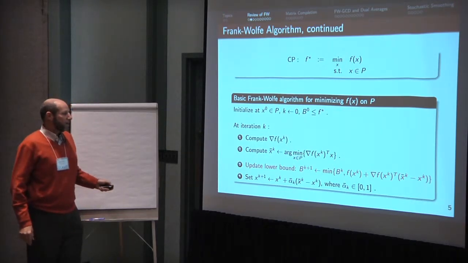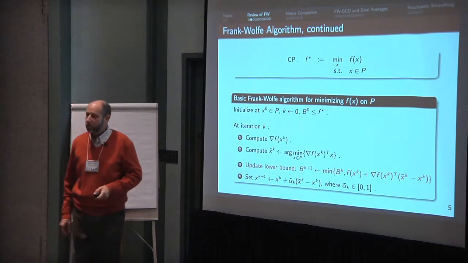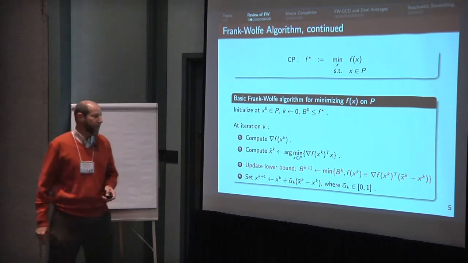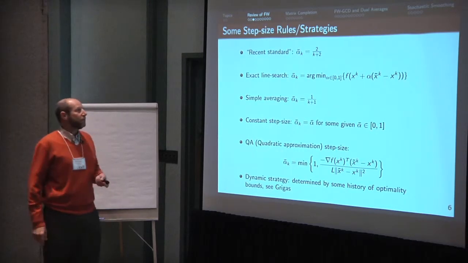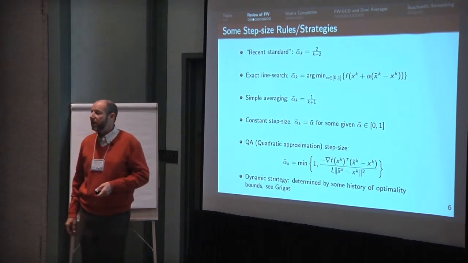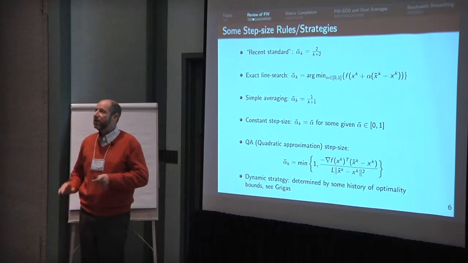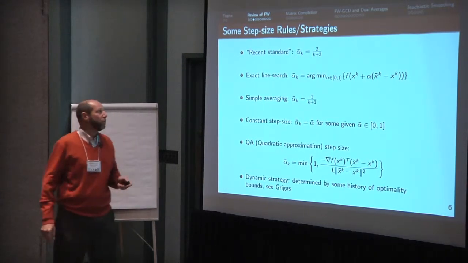So if I set alpha bar between 0 and 1, and I move from my current point, and if I set alpha bar to be 1, I go all the way to the solution to the linear problem. Okay? And that's Frank-Wolfe. Okay? There's a lot of different ways you can set step sizes.